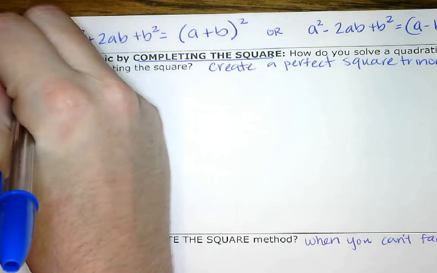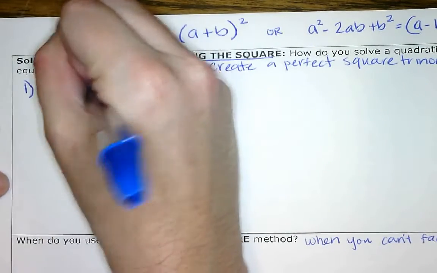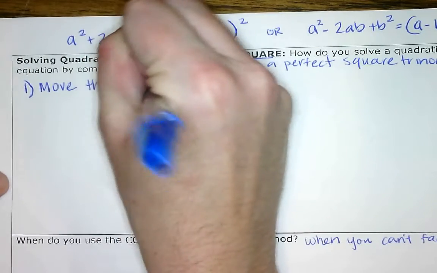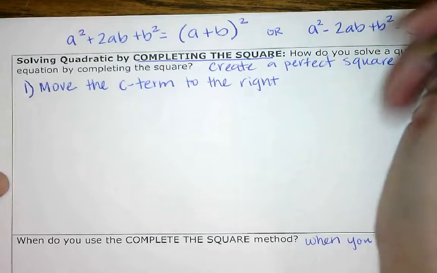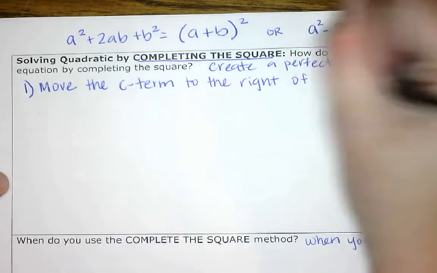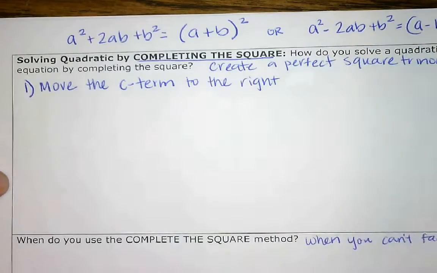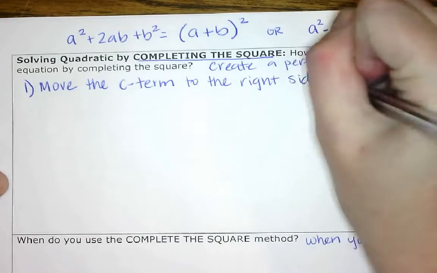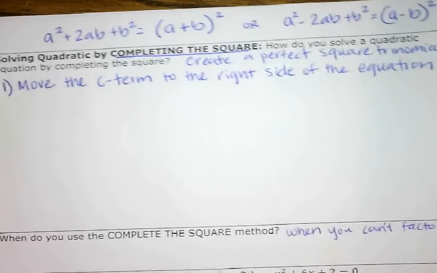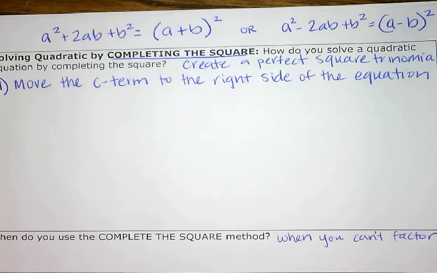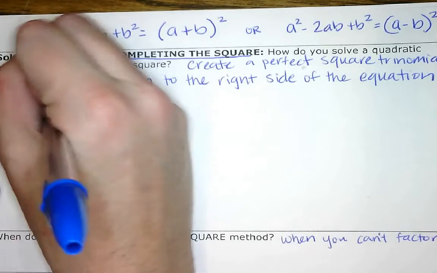All right. So the first step is you always want to move the C term to the right side of the equation. So it's not going to be equal to 0 anymore. So we want to move the C term to the right side. Oh, I need to write the word side, not just say it. Of the equation. All right, so these steps are going to be pretty important to write down. So you want to move the C term to the right side of the equation so it looks like this.